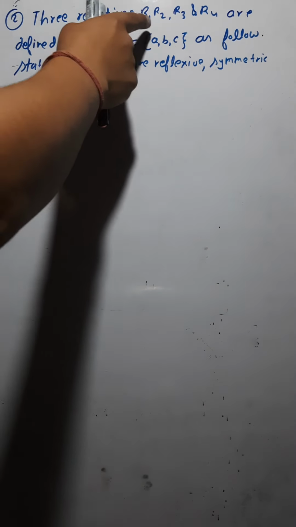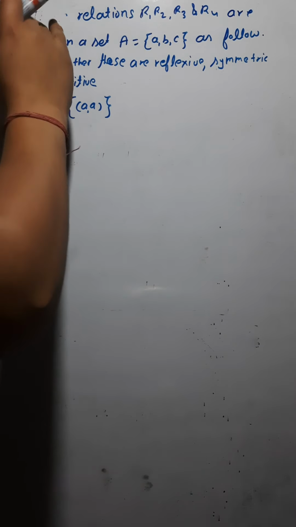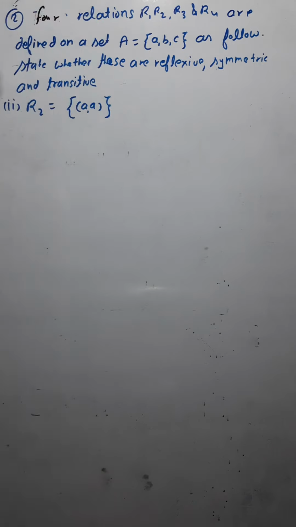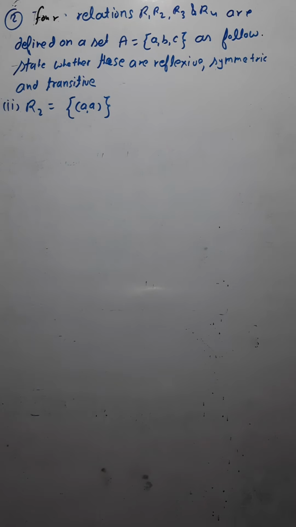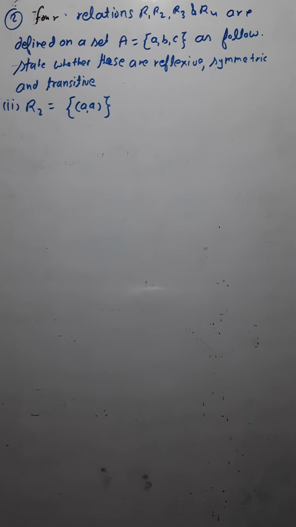Three relations R1, R2, R3 and R4. These are rather, I would write here, four relations. So we have here four relations R1, R2, R3 and R4 defined on a set as follows. State whether these relations are symmetric, reflexive and transitive or not.